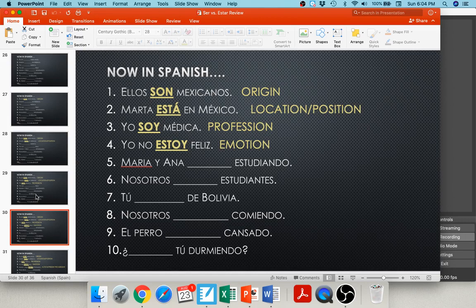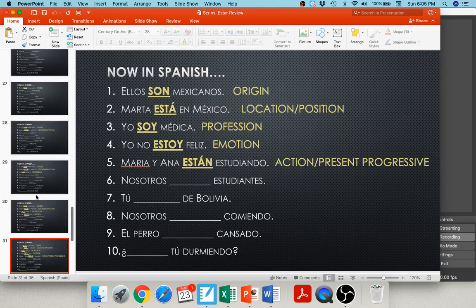In this case, we're saying that María and Ana, that they are studying. Remember that ing is part of the present progressive tense. So we always use the verb estar with the present progressive. It falls under that action category of place. We know that the estar word to go with María and Ana would be están. So we should say that María y Ana están estudiando.